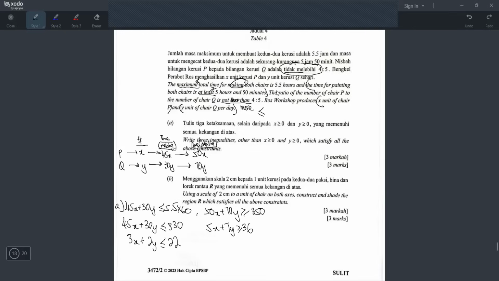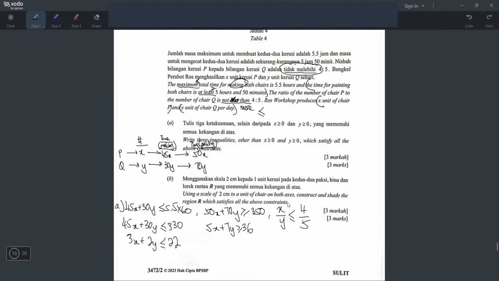So let's read one more time. The ratio of chair P to chair Q is not more than 4:5. Okay, ratio of number P to Q. It means x ratio y or y ratio x. X ratio y, right? And ratio can change to fraction. So if I say ratio of P to Q, it means x over y. And then not less than, not more than, because I already said need to change. So not more than means smaller sama dengan 4 over 5. So this is the correct way to write it.